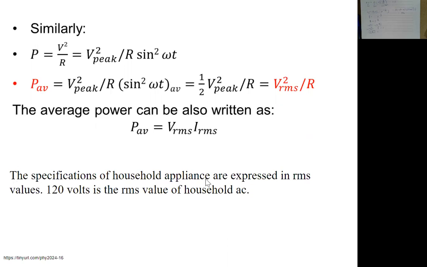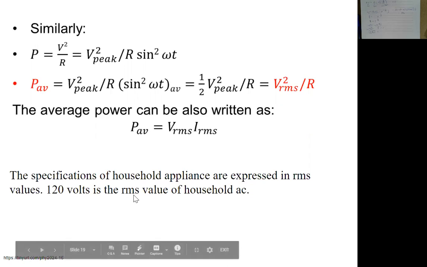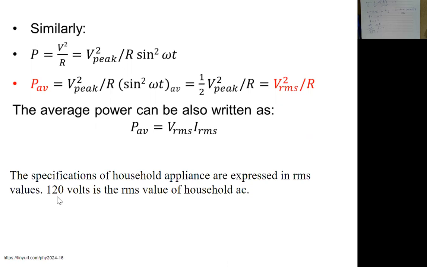Now, one thing to take note of is, when we say our household AC voltage is 120 volts, that means it's the RMS value, okay? So that's the root mean square value. So the peak value is about 170 volts, okay? So it's potentially more dangerous than 120 volts, okay?